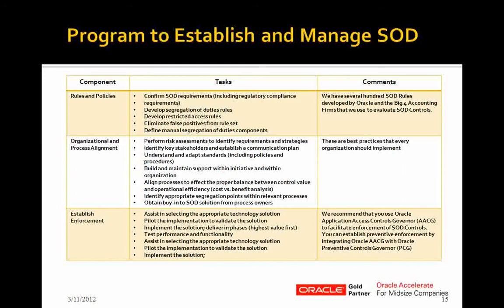We perform some sort of organization and process alignment. You perform a risk assessment to identify your requirements and strategies. You identify the key stakeholders and establish some sort of communication plan to communicate with these stakeholders. You understand and adopt your policies and procedures for maintaining a good segregation of duties. You build and maintain support within the organization. You identify the appropriate segregation of duty points.